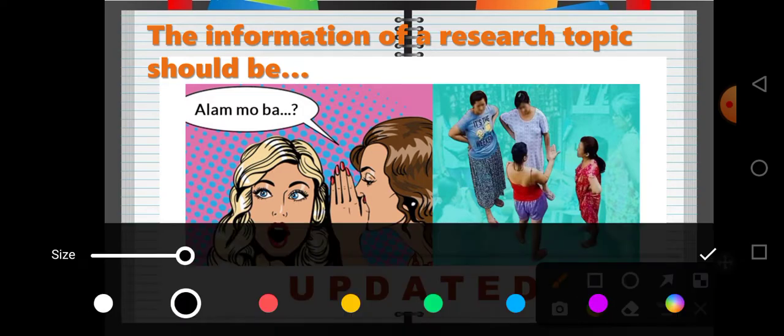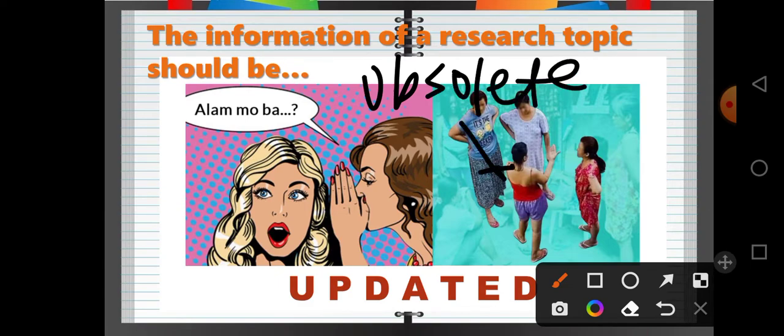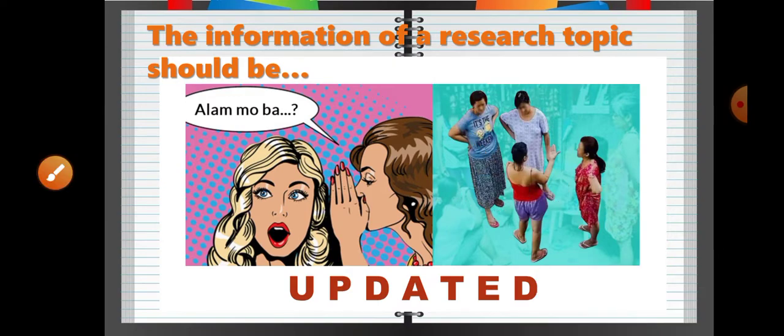Remember class that there is information that is considered to be obsolete. Whenever we say obsolete, it means outdated. Okay? So, outdated information, class, may not be applicable nowadays. So, some information changes from time to time. And that is why we need information that is updated.